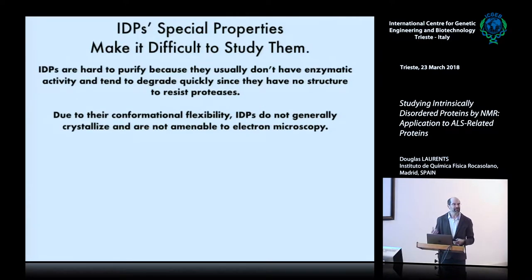Now, I want to mention that it's still hard to study intrinsically disordered proteins because they're flexible and they don't have a well-defined structure. So they're hard to purify. It's better now with FPLC. But you have to be careful because they can be degraded by proteases. Also, because they're flexible, you can't really crystallize them. If you do crystallize them, you might be crystallizing a certain conformation, but there might be other conformations also present. And also, they're not very good for electron cryomicroscopy because they're usually too small.